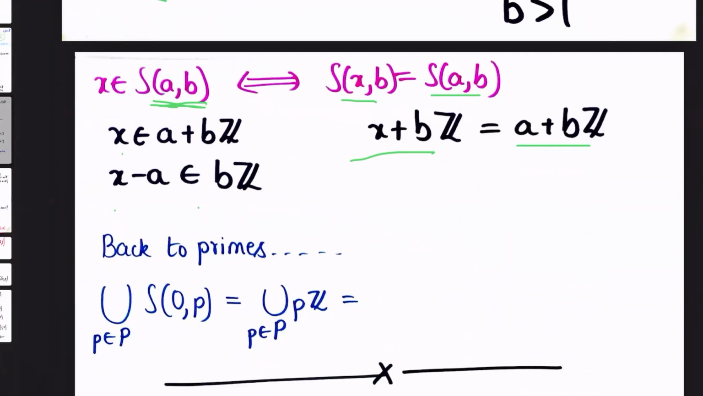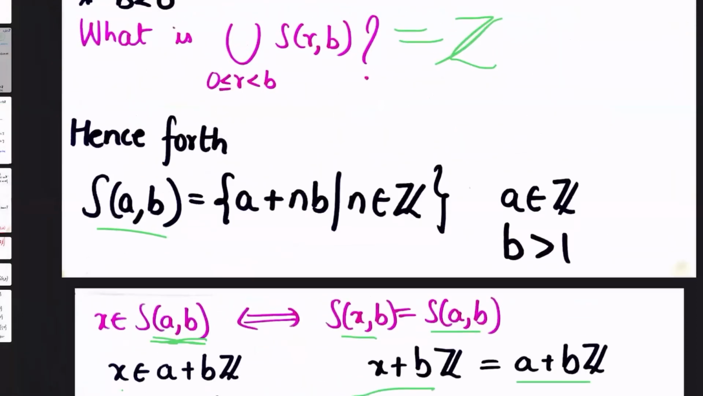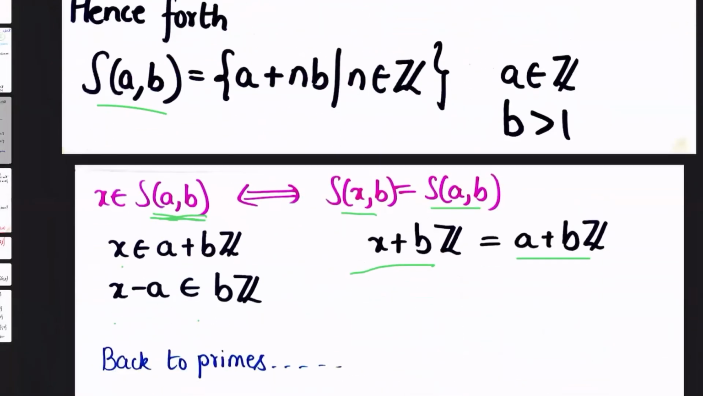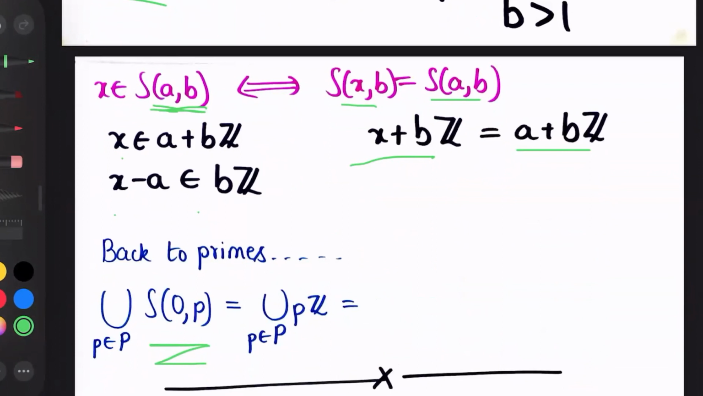Yeah. So now we come to the case where these are primes. Up till now we were considering SABs for just any random integers, but now we look at these S0Ps. Essentially, if you go back to what we discussed, whenever A is 0, these are just PZs, which are subgroups of Z.